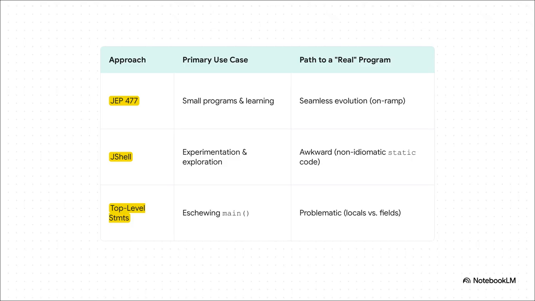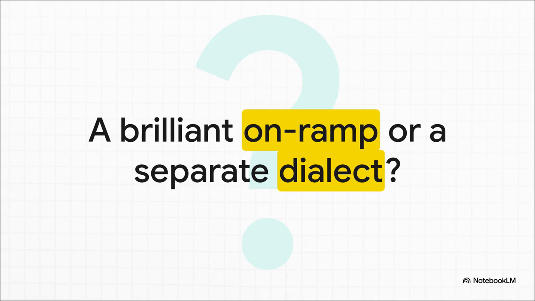They also thought about ditching the main method completely, like some other languages have. But that opens up a whole other can of worms about what's a local variable versus a field. In the end, this on-ramp approach was chosen because it was the one that provided the smoothest, most logical path from beginner to pro. Which really just leaves us with one big question, doesn't it?